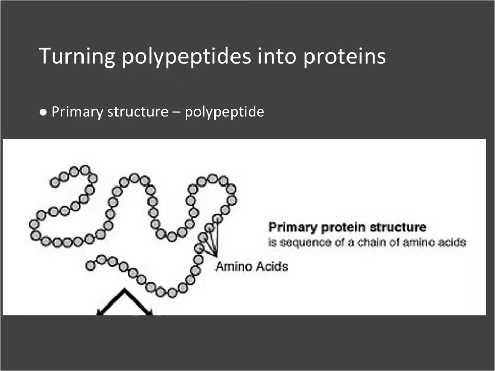All right, so the polypeptide that was made during translation is actually the primary structure. This is just that chain of amino acids bonded together to form a polypeptide.